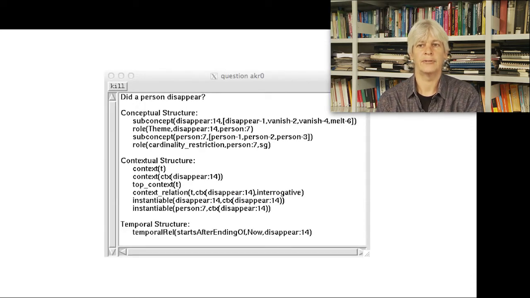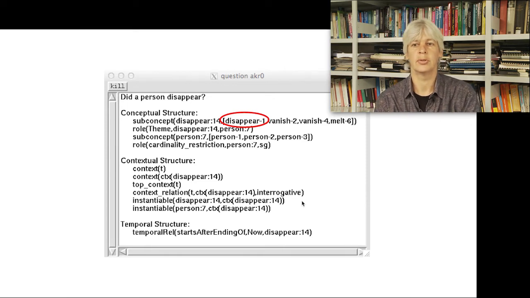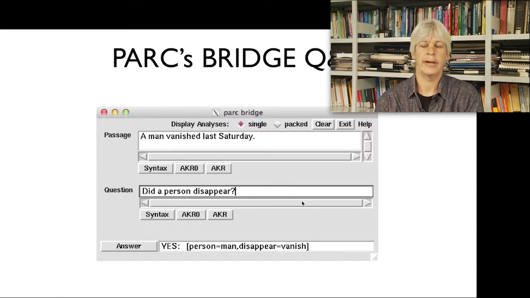Here's the AKR for did a person disappear? So here's the disappear reading, disappear 1, the same one as we had before. And then we have the subconcept person, which at some point also points to man. So it compares these facts, and once it has compared them, it realizes that in fact they're compatible and that the answer can be yes: person is equal to man, disappear is equal to vanish, and that's how you get the question answering done.